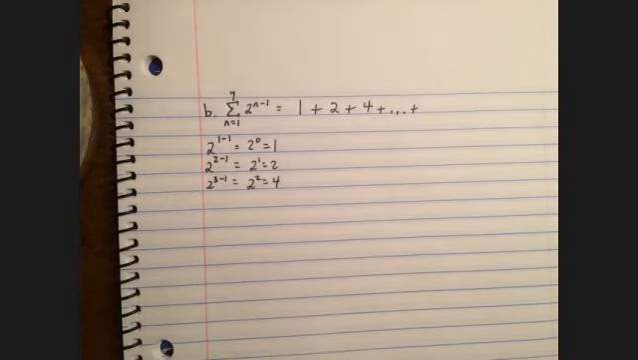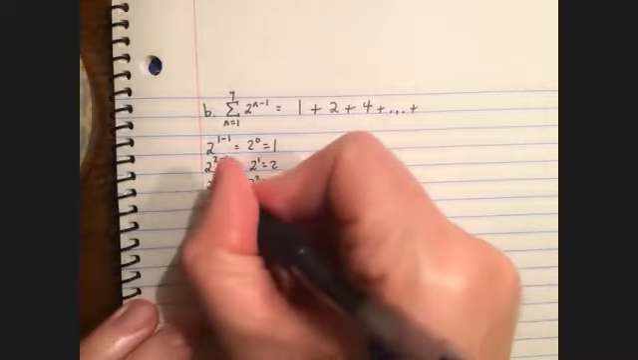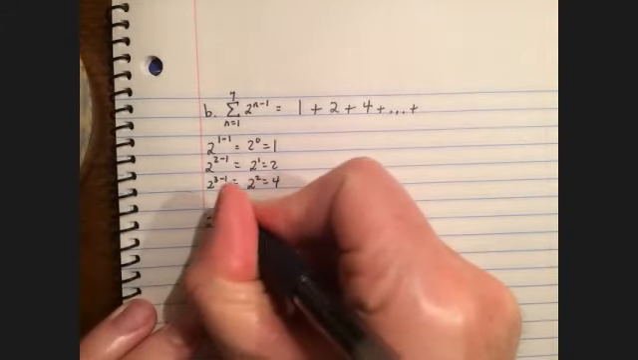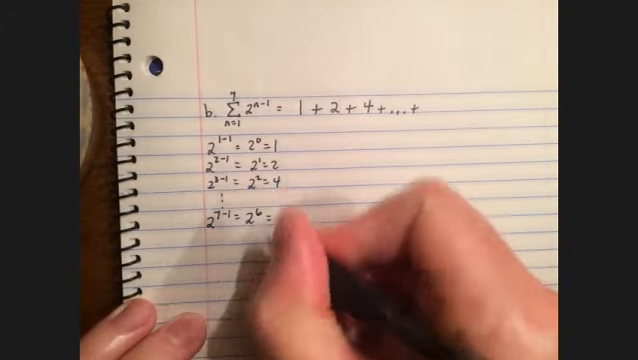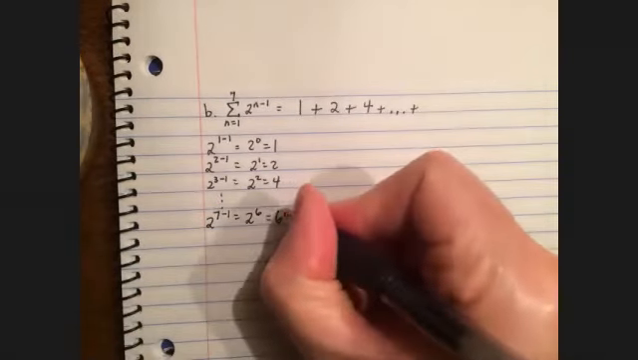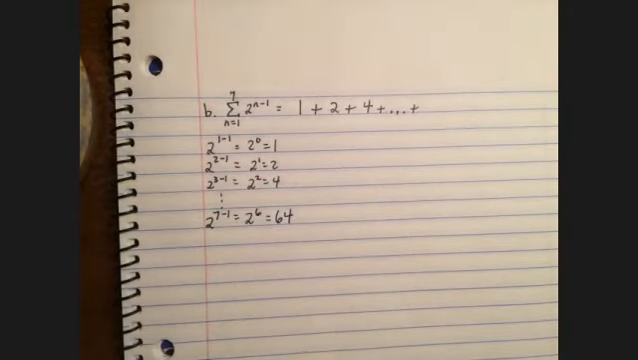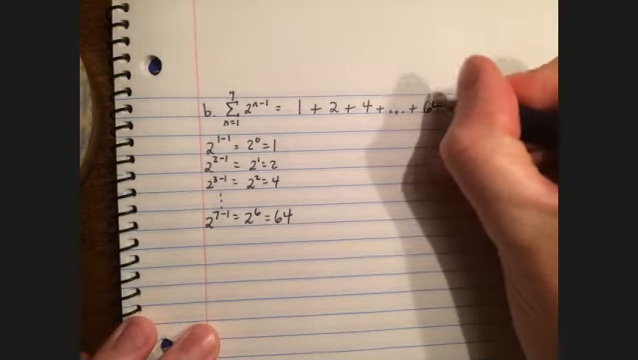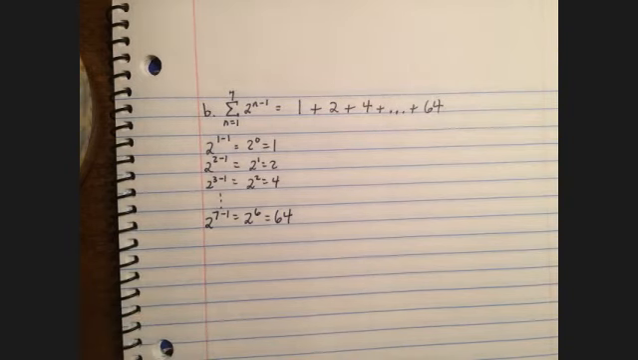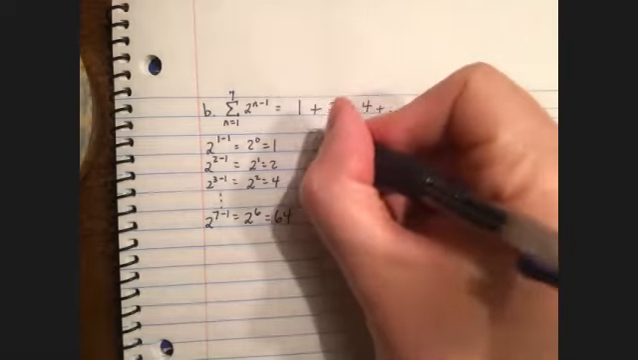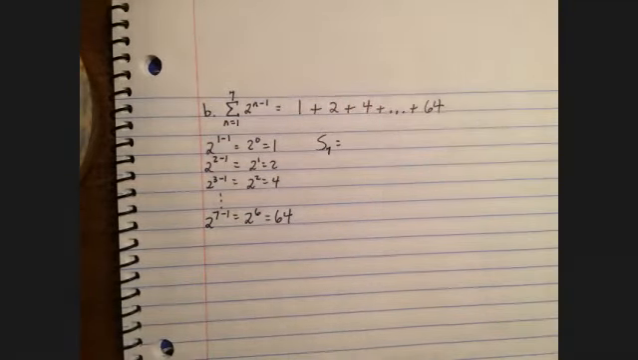So really all we need to do is just figure out the last term. If we were to plug in 7, that'd be 2 to the 6th, which is 64. So plus 64 at the very end. So there's our series that we're trying to find the sum of, which we don't need all that, but I just wanted to list that for you.